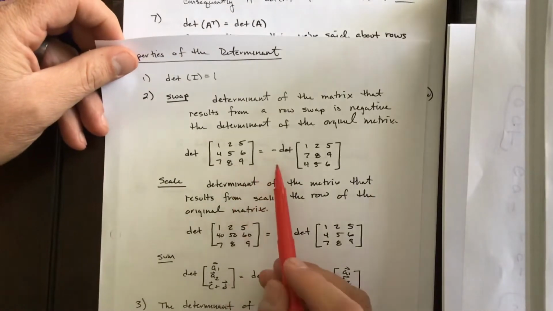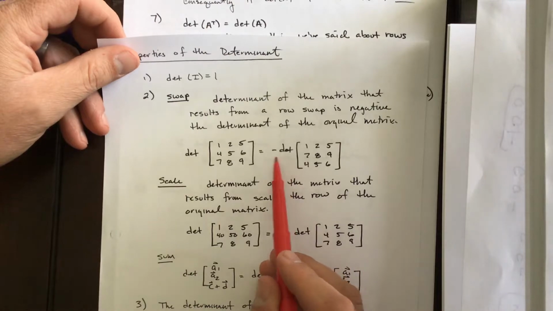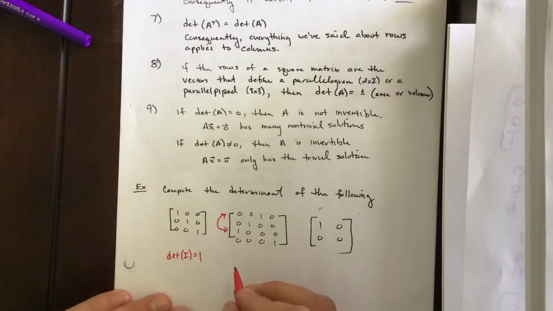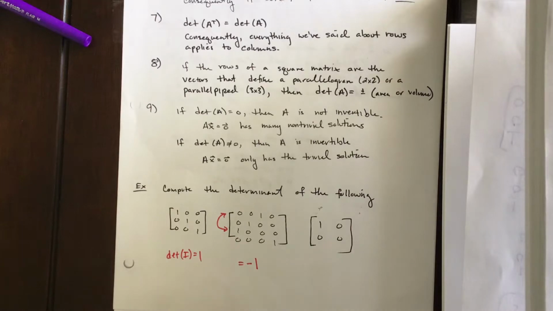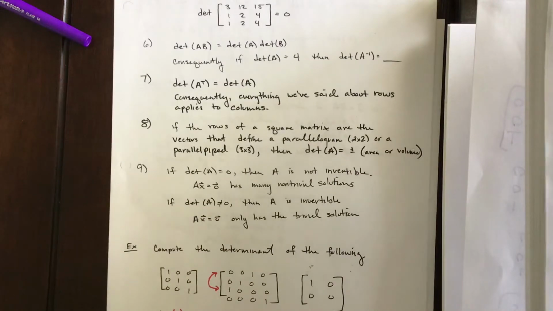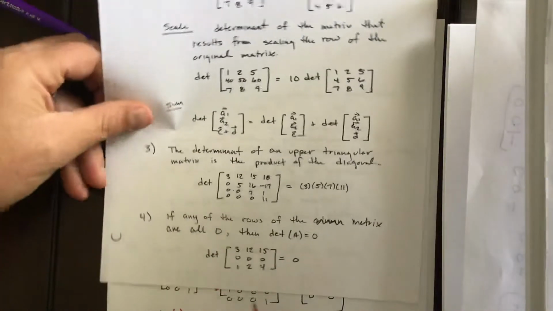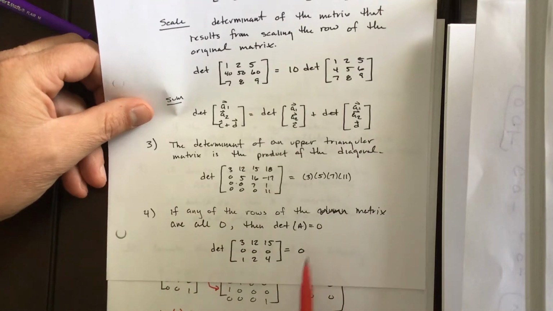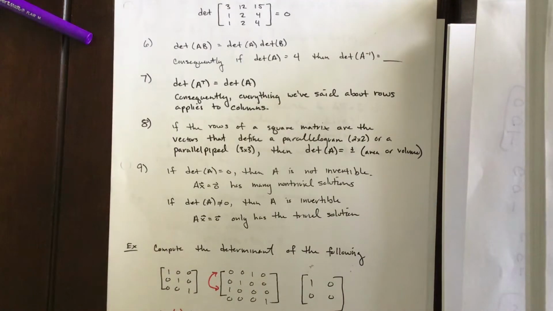Property 2, the determinant of the row swap will be negative the original. So the determinant of this matrix is going to be not 1, but negative 1. And lastly, the determinant of this is 0. Okay, we said under property number 4, if any of the rows in the matrix are all 0, then the determinant is 0. There's a row that's 0. There's also a column that's 0. So that would have made that true as well. Okay.